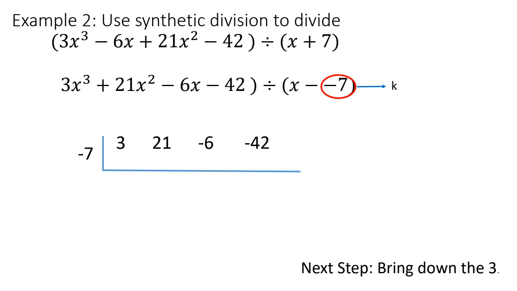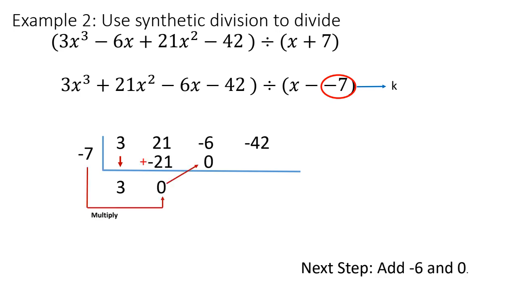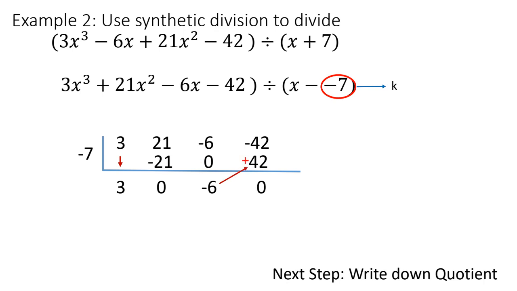Okay, and quick. All right, let's go ahead and do it. Our first step, bring down that 3. Negative 7 times 3 is negative 21. That goes there. 21 minus 21 is 0. Negative 7 times 0 is 0. Negative 6 plus 0 is negative 6. Now, negative 7 times negative 6 is a positive 42. And negative 42 plus 42 is 0. We love this.